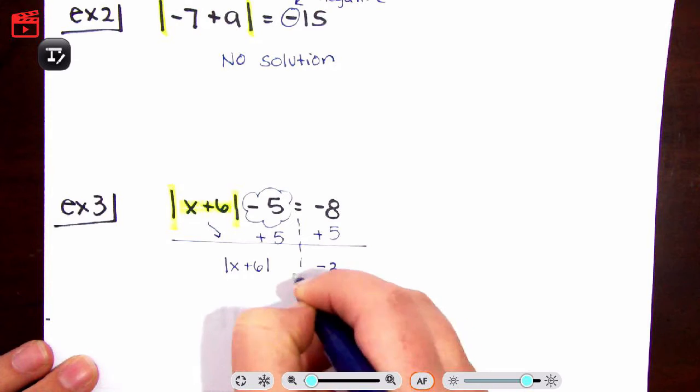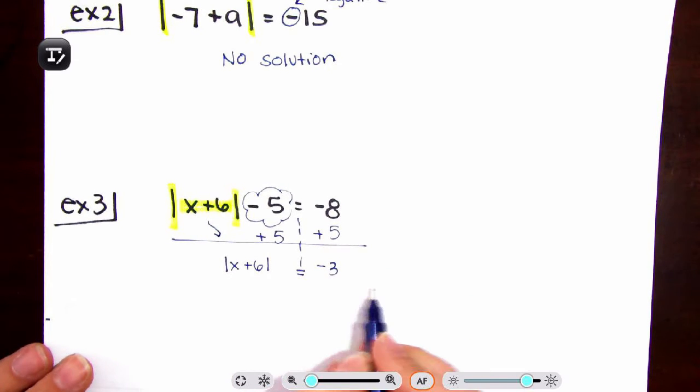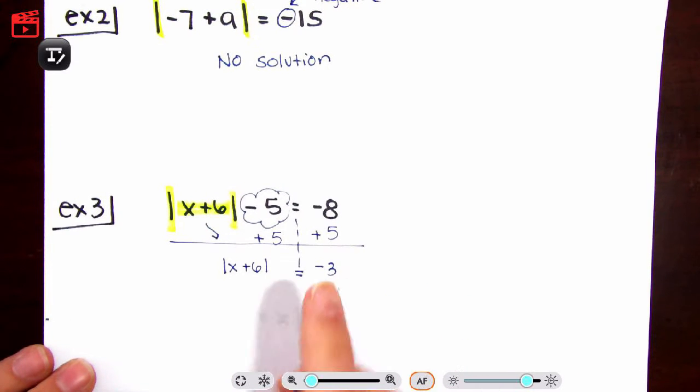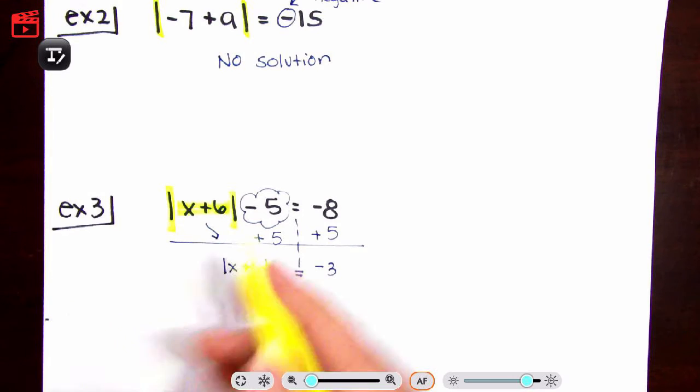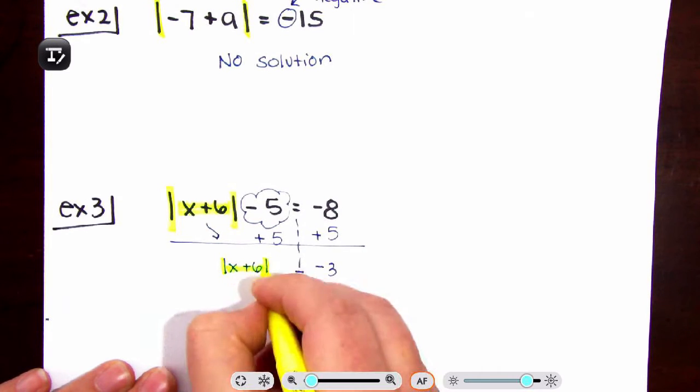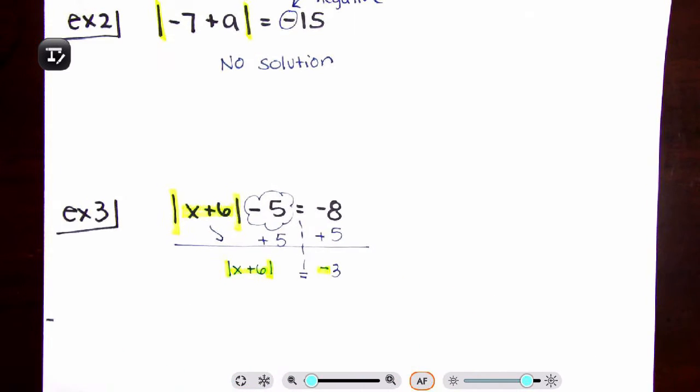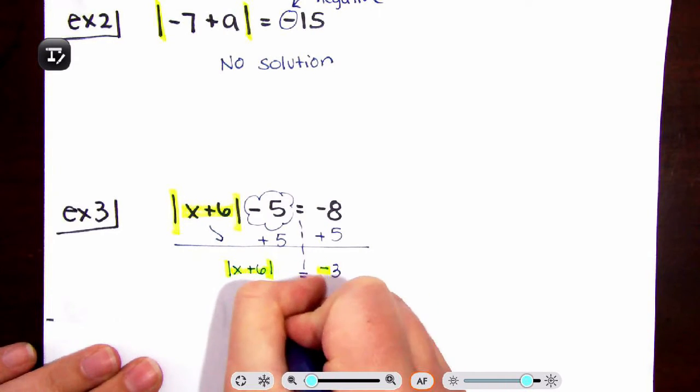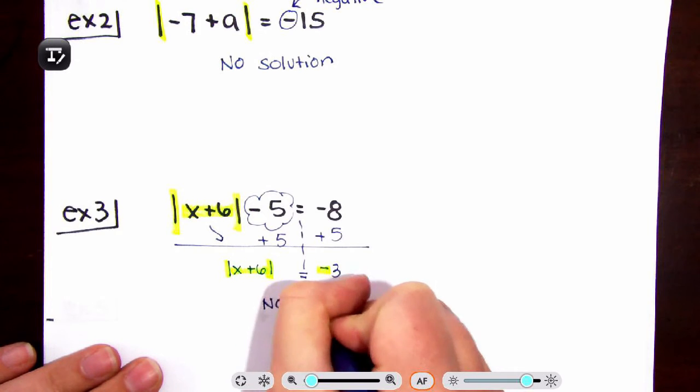So a negative 3. Now this requires a check. If our isolated absolute value is equal to a negative number, that means we have no solution. It's not possible. So example number 3 also has no solution.